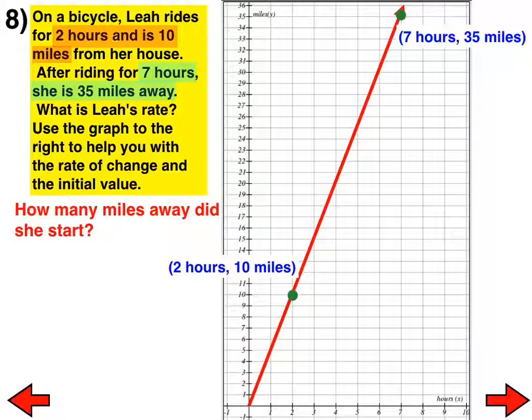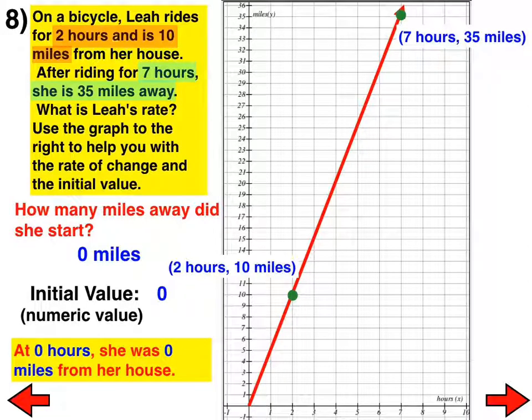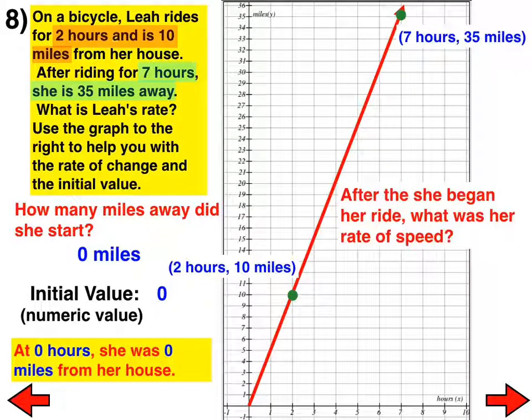So, how many miles away did she start? Just tell me. 0. In other words, she started probably from her house. So 0 miles. The numeric value of that is 0. So that means at 0 hours, she was 0 miles from her house.